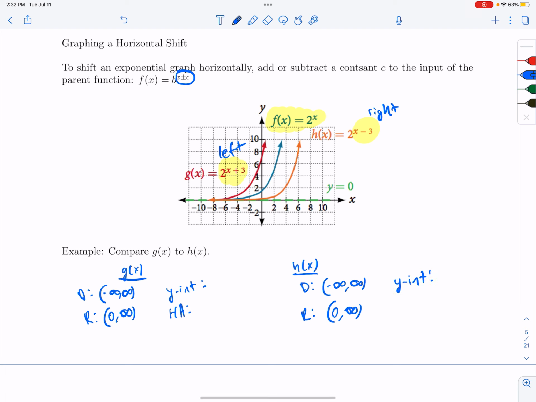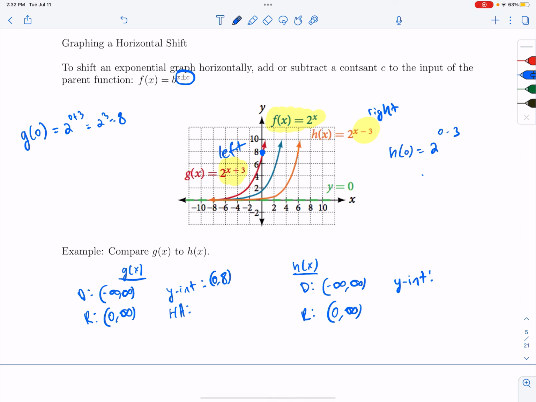The y-intercept is a little bit more difficult. So to find the y-intercept for g of x, and to find the y-intercept of any function, we always input 0. So 2 to the 0 plus 3, this gives us 2 to the third, which is 8. So the y-intercept for g of x is 8. This graph isn't like 100% precise, but it's going to be right there. So 0, 8.